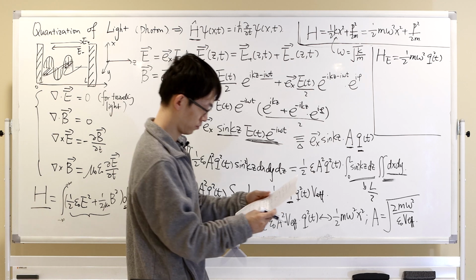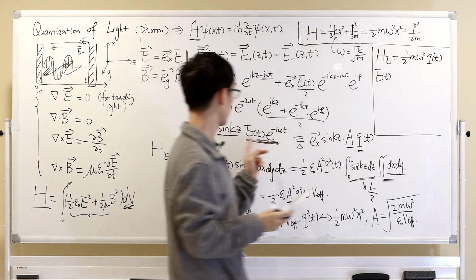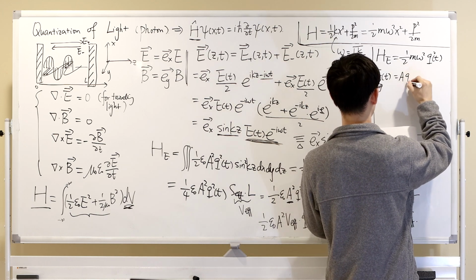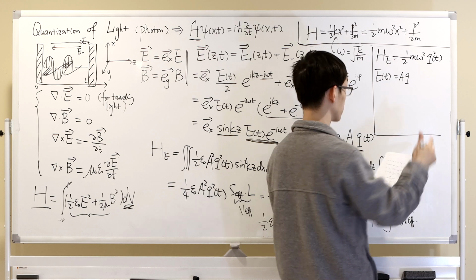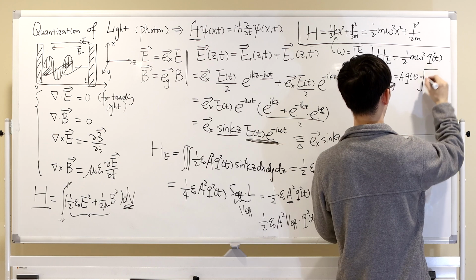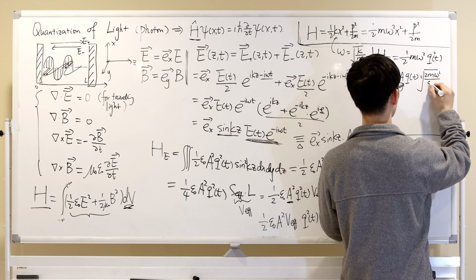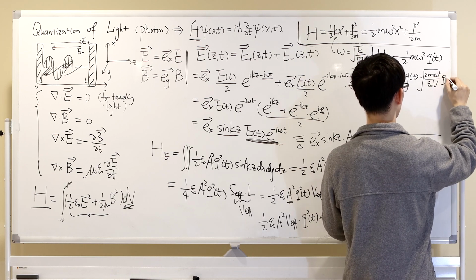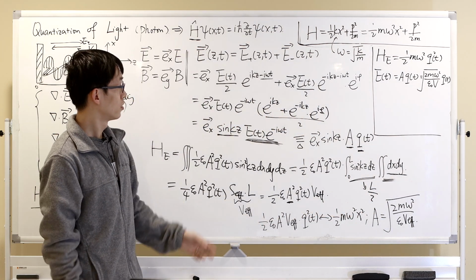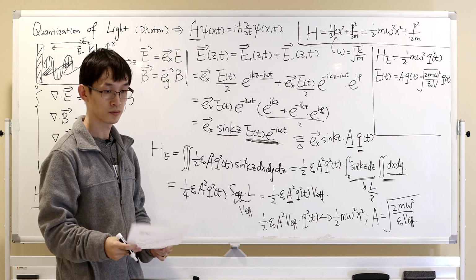So let me further write down the electrical field. The electrical field itself, A Q(t), equals to the following, just in case we lose track of where they are. Okay, any questions here?